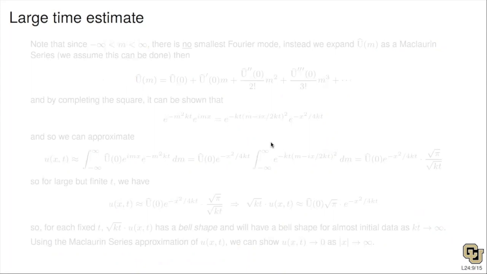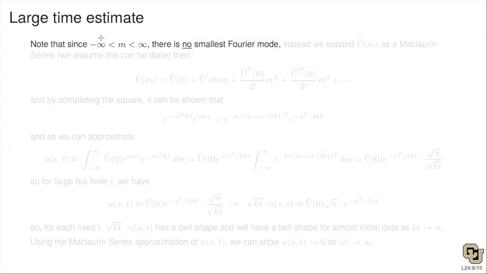So one other thing I want to talk about, and then we'll discuss this heat equation in a more general setting, is how do we do large time estimates? With our Fourier series, each term was decaying because of the exponential term, but we knew the first term would be the slowest decaying. In our Fourier series, we had discrete eigenvalues, and we had m going from 1 to infinity. Here, because m is going from minus infinity to infinity, there's no smallest Fourier mode per se.